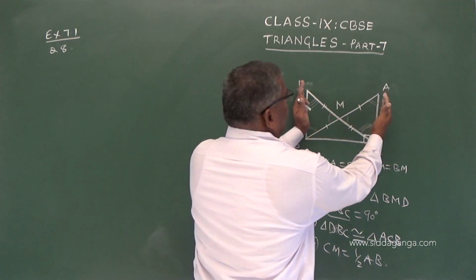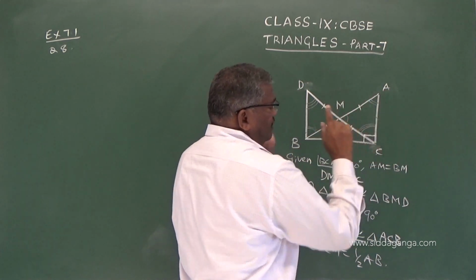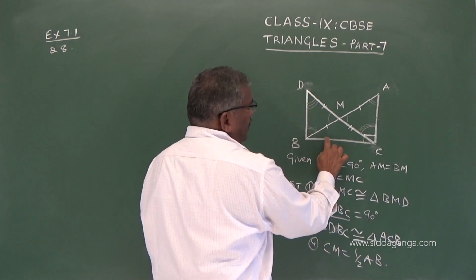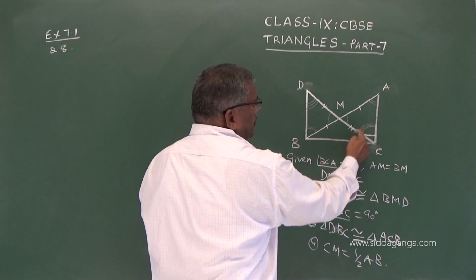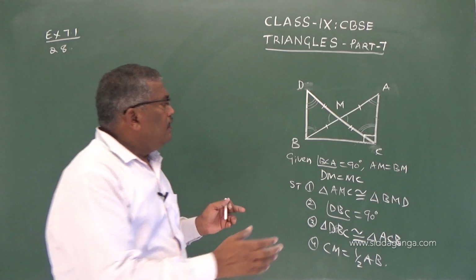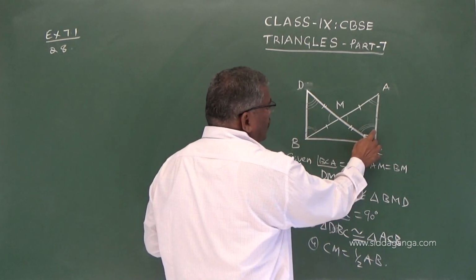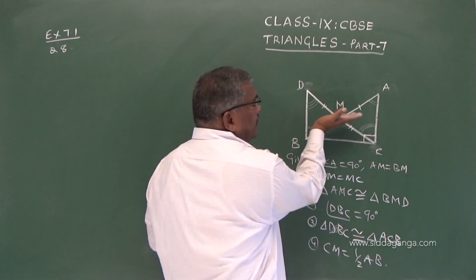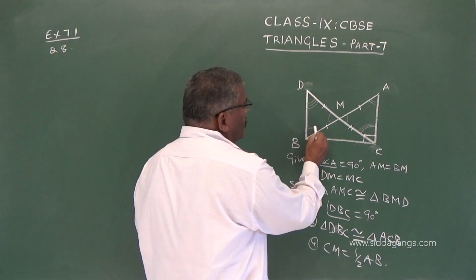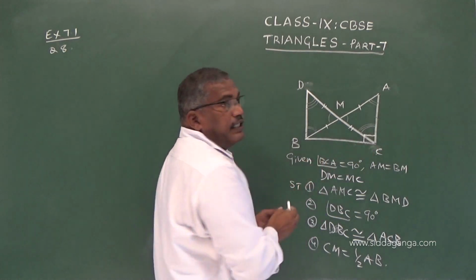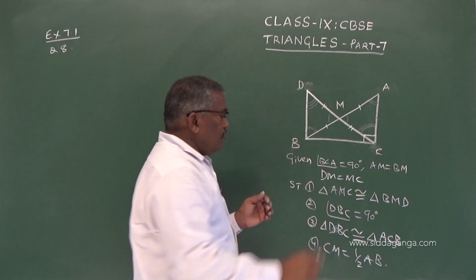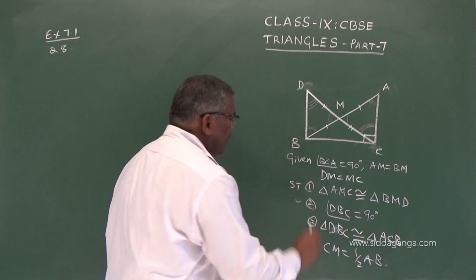When these two are parallel, and if I consider BC as the transversal, then angle DBC and angle ACB become interior angles. Both are interior angles on one side of the transversal, so they are interior consecutive angles. The total must be 180 degrees, but one angle is 90, therefore the other is also 90. We have proved the second one also.